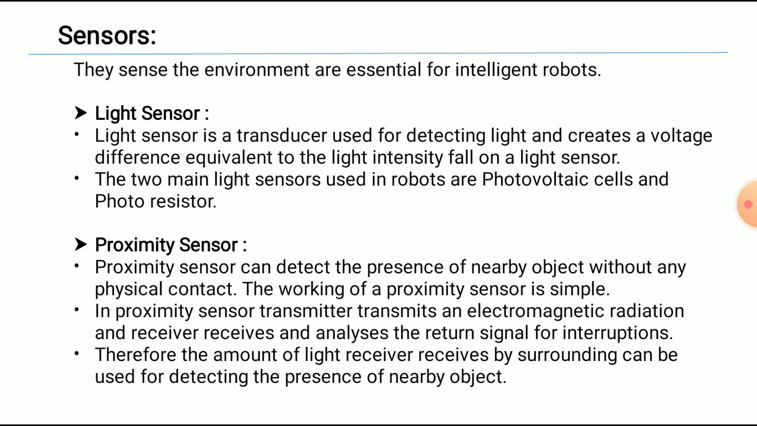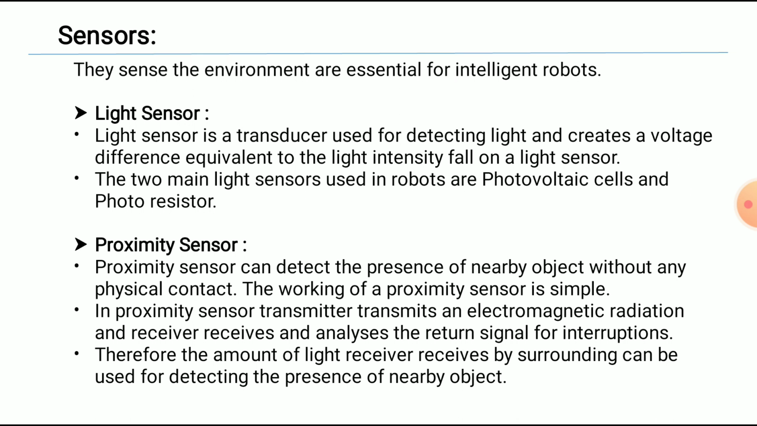Sensors. What is meant by sensors, or what is the function of the sensor? Sensors sense the environment that is essential for intelligent robots. There are five different types of sensors. First, light sensor. A light sensor is one type of transducer used for detecting light, and it creates a voltage difference equivalent to the light intensity falling on the light sensor. There are two main light sensors used in robots. First is the photovoltaic cell and second is the photoresistor.